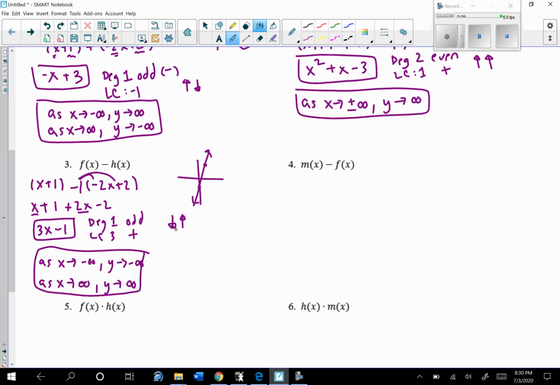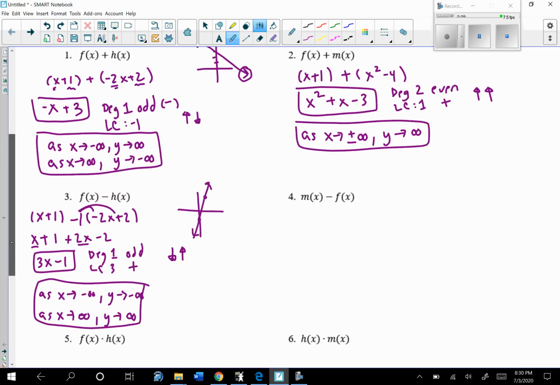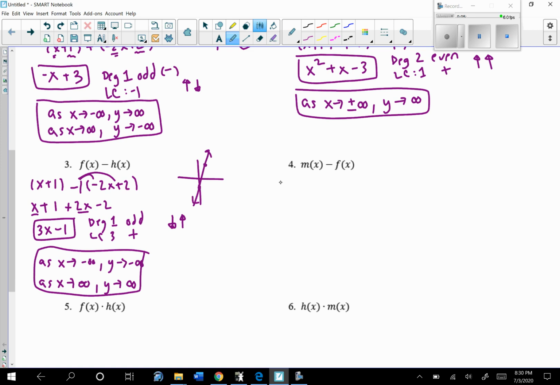Now we're looking at m of x minus f of x. So m of x minus f of x, we have x squared minus 4 minus x plus 1.